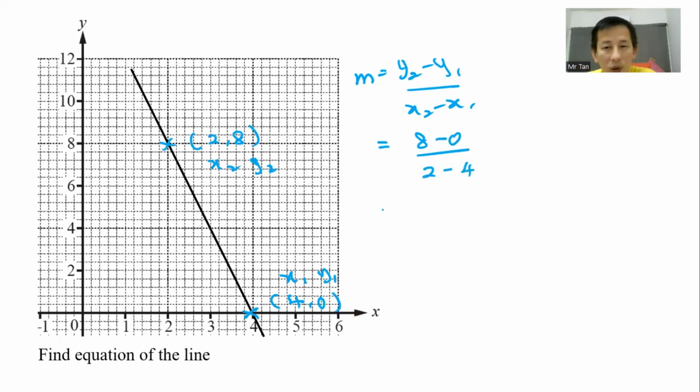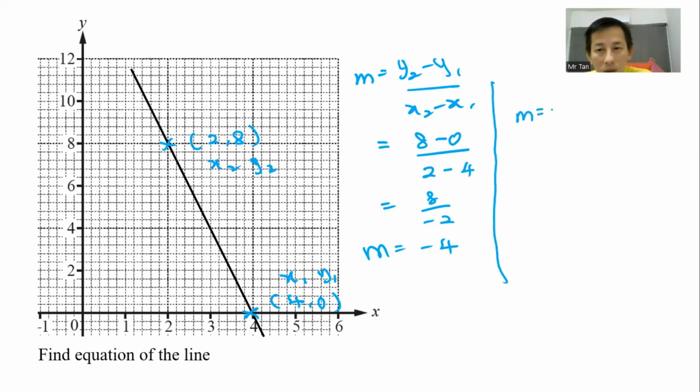2 minus 4 gives you 8 over -2, -4, so your gradient is negative. Look at the slope, it is negative. And to find your c, your m equal to -4, just take 1 point, choose 4, 0.